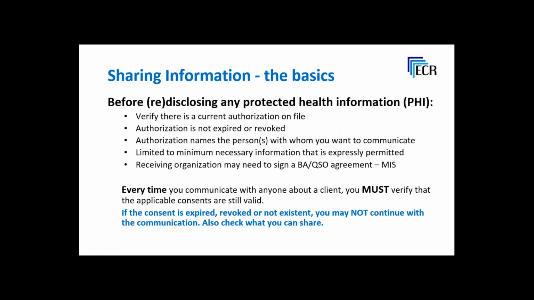Before disclosing or redisclosing any protected health information, verify that there is a current authorization on file, that the authorization is not expired or revoked. Authorization names the person or persons with whom you may want to communicate. Limit to the minimum necessary information that is expressly permitted. Receiving organizations may need to sign a BA or QSO agreement. For more information, please contact MIS, Marina, who is the director of MIS.